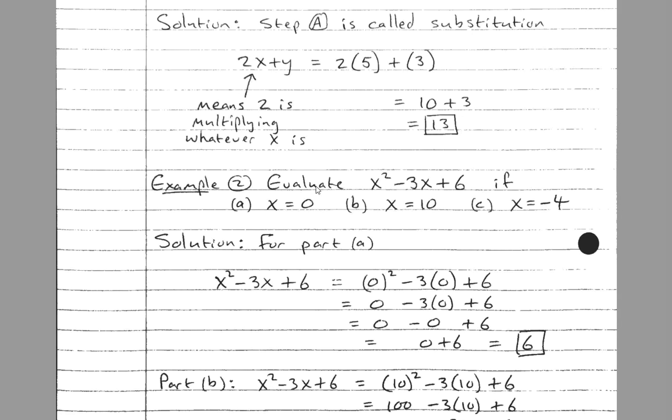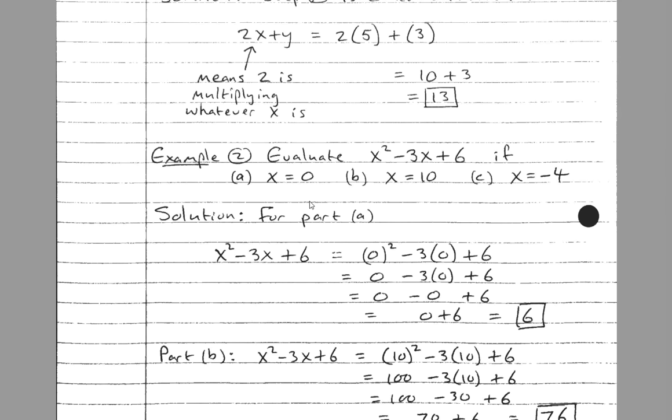Example 2. Evaluate x squared minus 3x plus 6 if, we're looking at three cases. So first case, if x equals 0. Let's do that first. Okay, this is our algebraic expression. The first step, replace those x's with zeros in parentheses. Okay, so we get this.